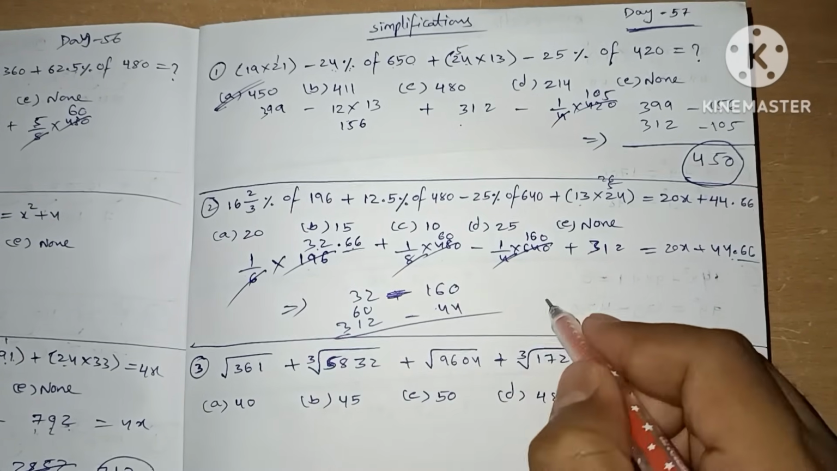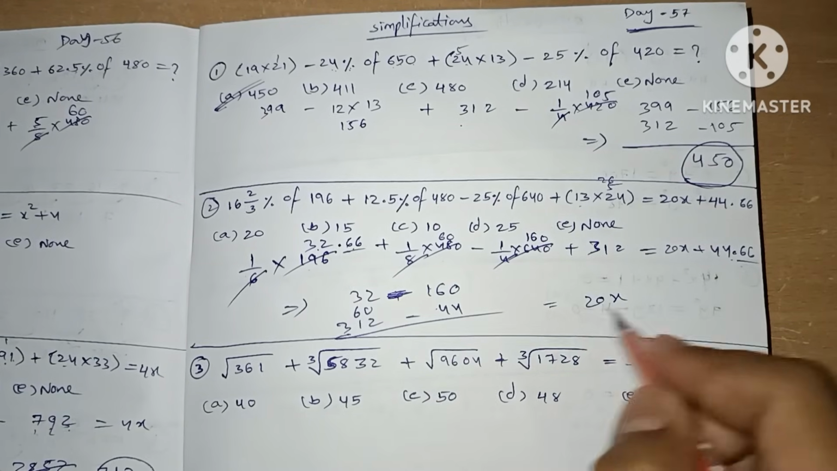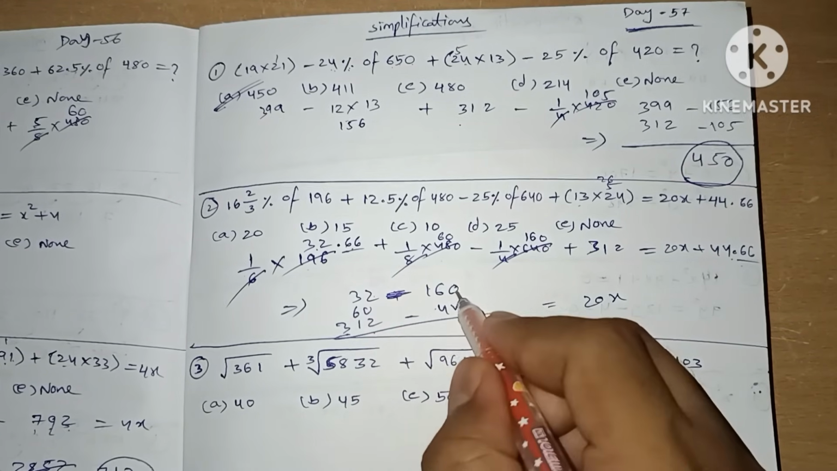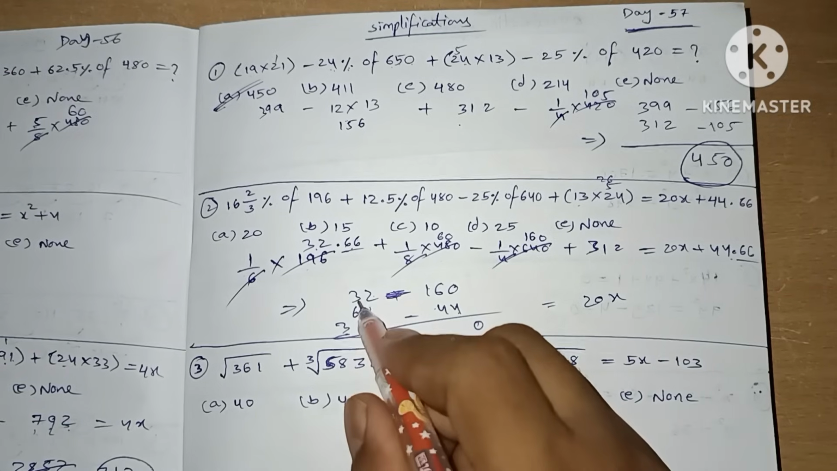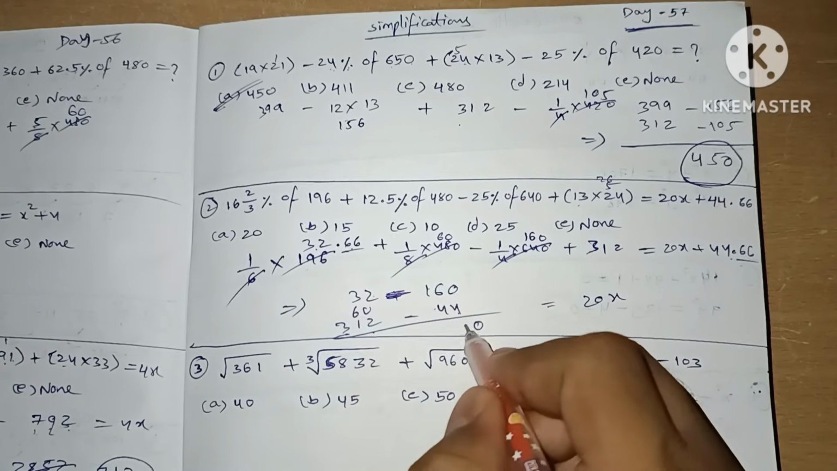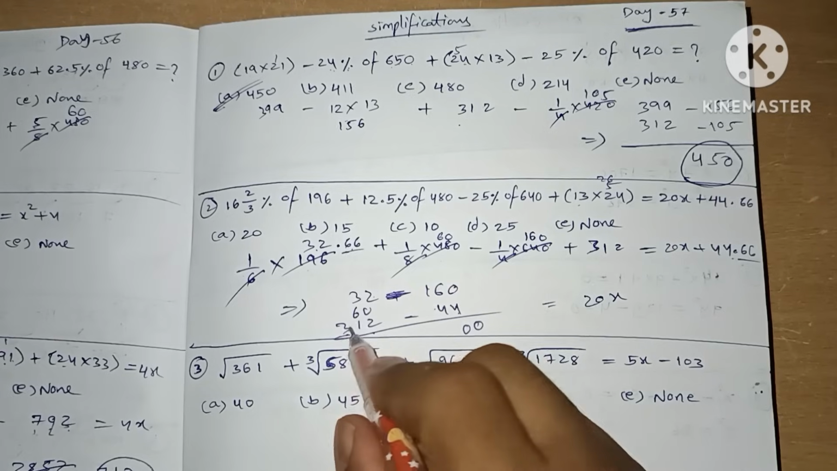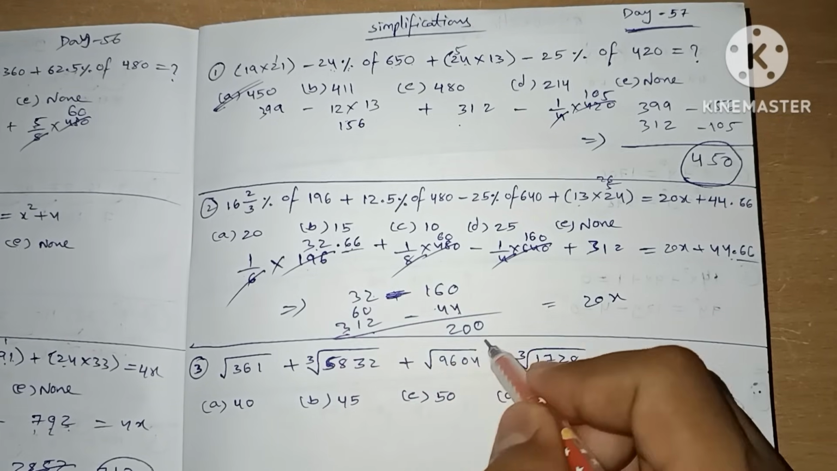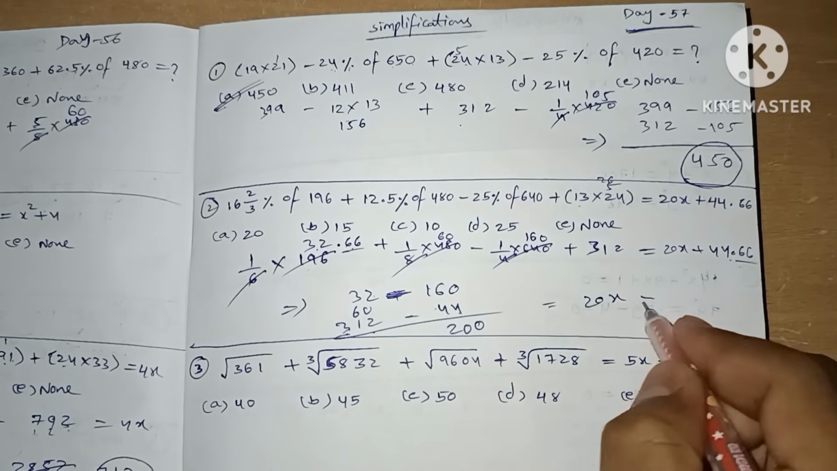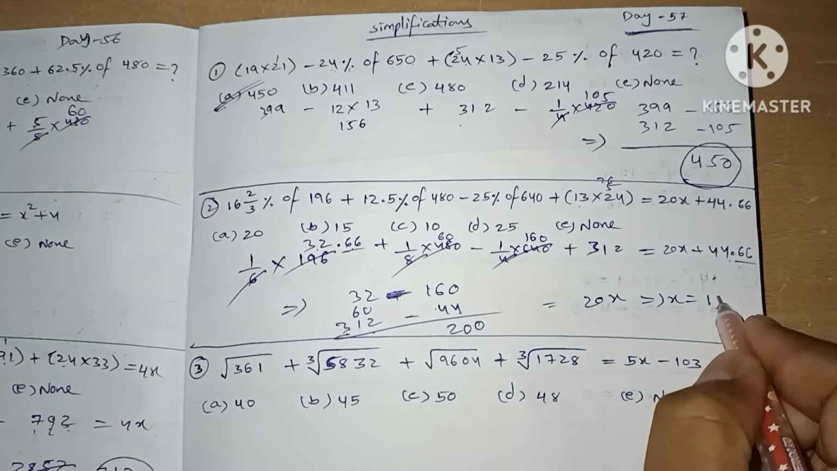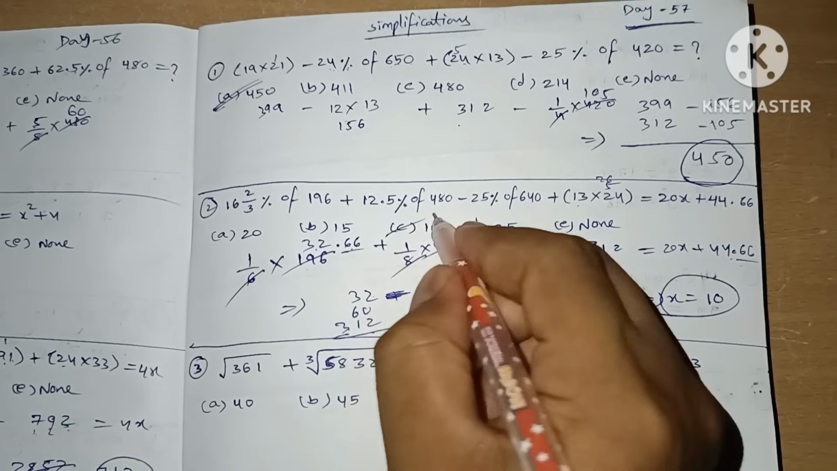Now the whole equals 20x. Here we have 4 and unit digit 4 0, 10 minus 10 0, 3 minus 1 2. So 200 equals 20x. So x equals 10. So option C is our answer.